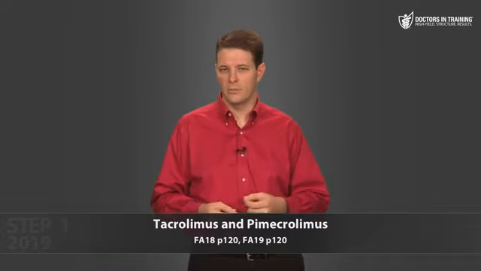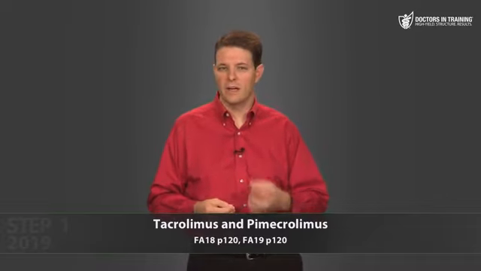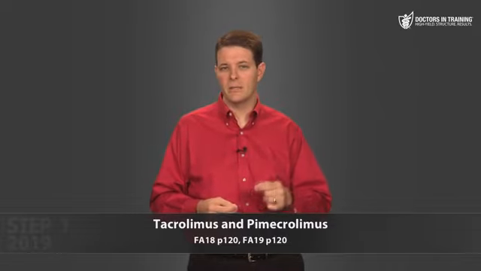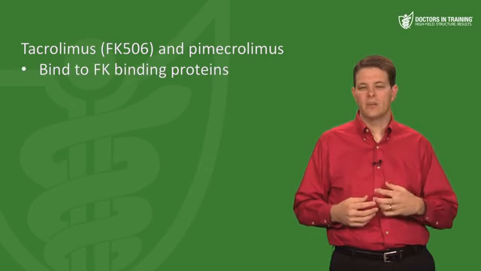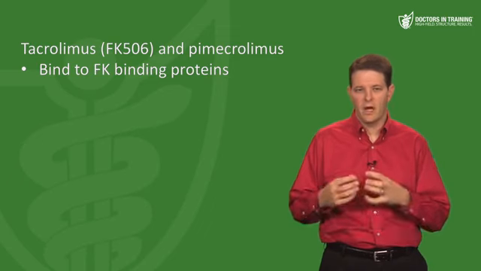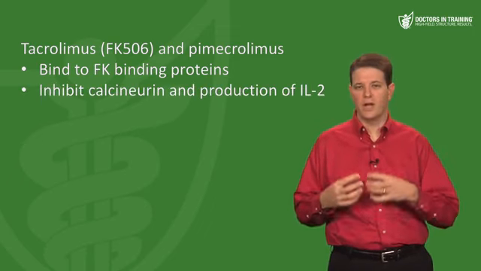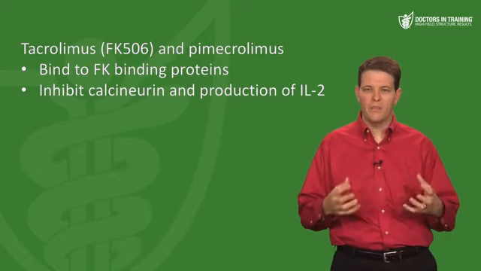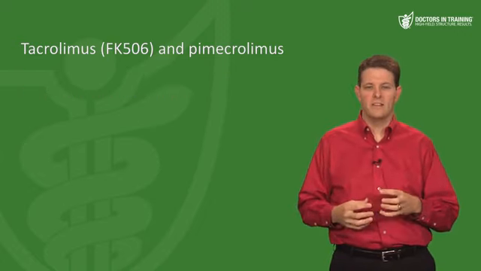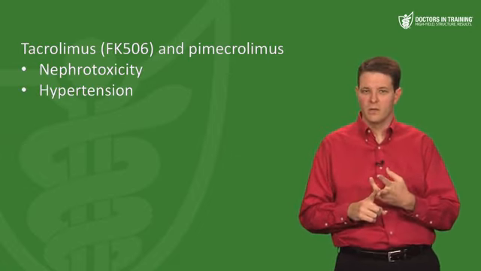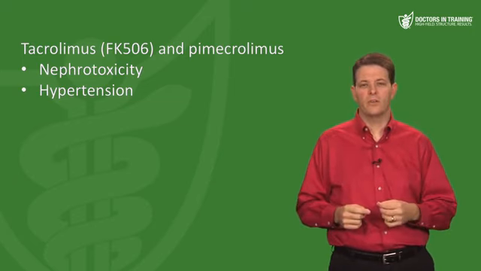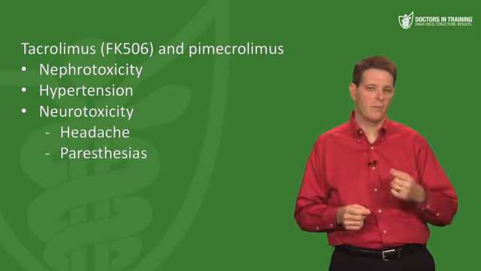The next two drugs I want to cover are tacrolimus, which is also called FK506, and there's a similar drug called pimecrolimus. Now, both of these are used topically for eczema, but tacrolimus can also be given systemically as a serious immunosuppressant for transplant rejection. Both of these drugs work by binding to enzymes called FK binding proteins. And then that complex inhibits calcineurin and inhibits the production of IL-2. Remember, shutting down IL-2 is a common theme for a lot of these immunosuppressants. And then, since these work just like cyclosporin, the side effects are a lot like cyclosporin: nephrotoxicity and hypertension. And then when you use tacrolimus systemically, it can also cause some neurotoxicity like headache and paresthesias.